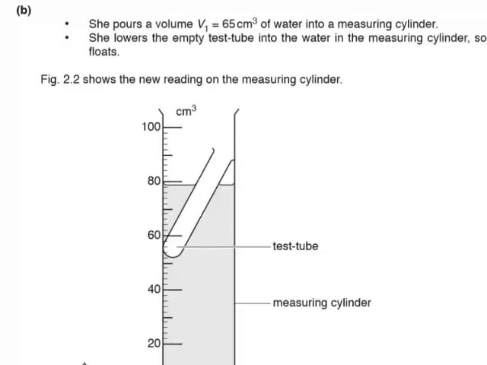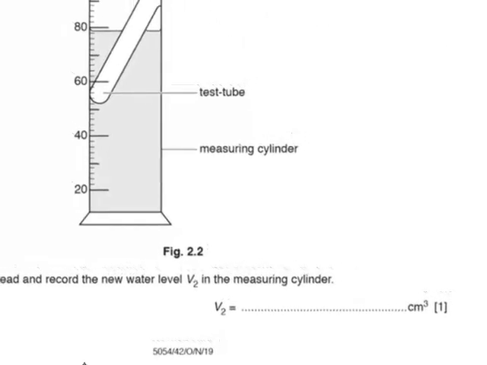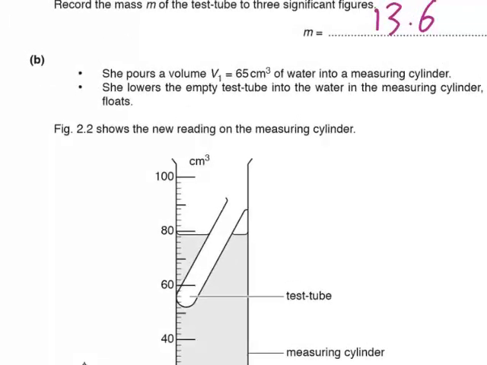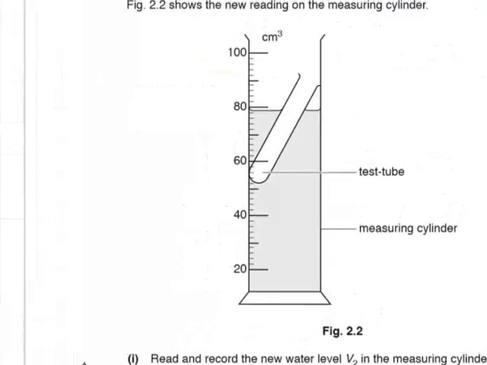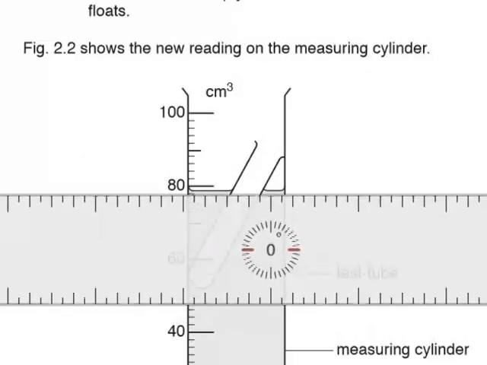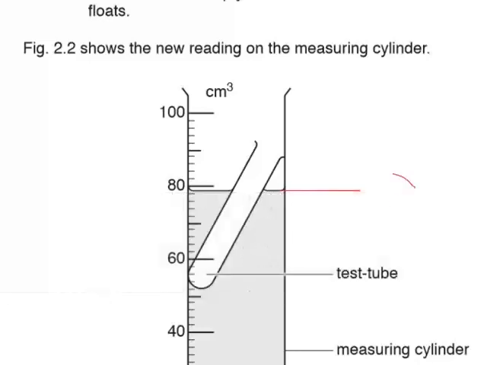It shows the new reading of the measuring cylinder. Record the value of V2 in the measuring cylinder. By the way, you need to highlight this part. The initial value will be 65. Now after you put the test tube inside, you need to measure the new volume. It is very, very important to see the level from the meniscus. So that will be the bottom of the meniscus.